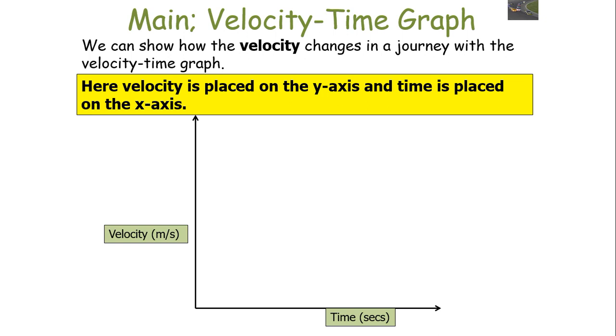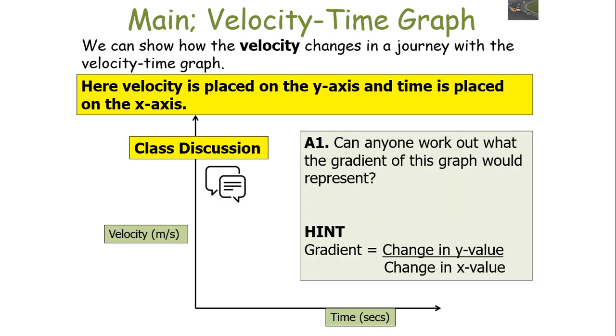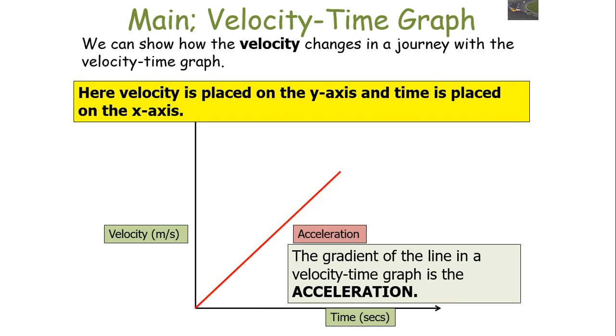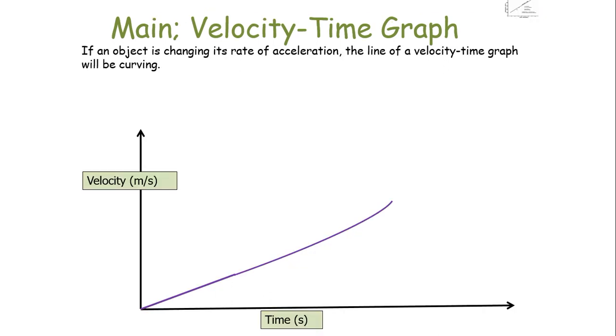So, what can we do? Well, we can show how a velocity changes in a journey with the velocity time graph. Now, in these graphs, you put velocity on the y-axis and time on the x-axis. So, as a question, what would the gradient of this graph represent? Well, quite simply, it would represent the acceleration, because the gradient is the change in y over the change in x, so it's the change in velocity over the change in time, and we call a change in velocity over time an acceleration. So the gradient of the line in the velocity time graph indicates the acceleration.